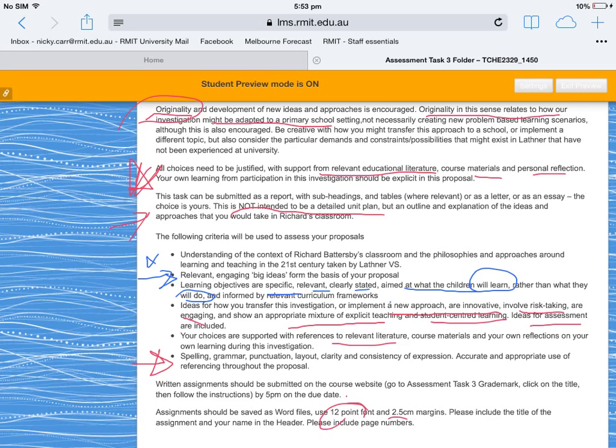Hope this helps you understand this particular assignment. This is the crux of this course, demonstrating that you have understood the sorts of approaches that we've been modelling and demonstrating an ability to adapt those to a specific primary school setting.